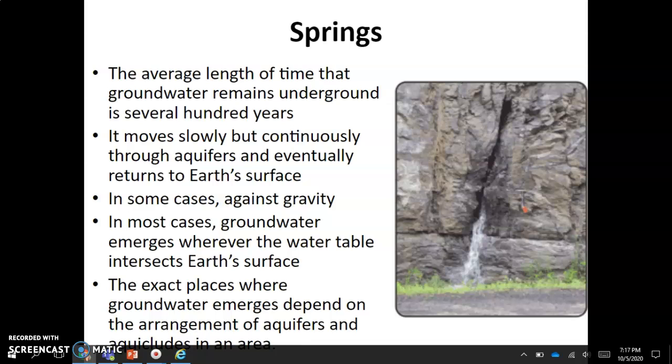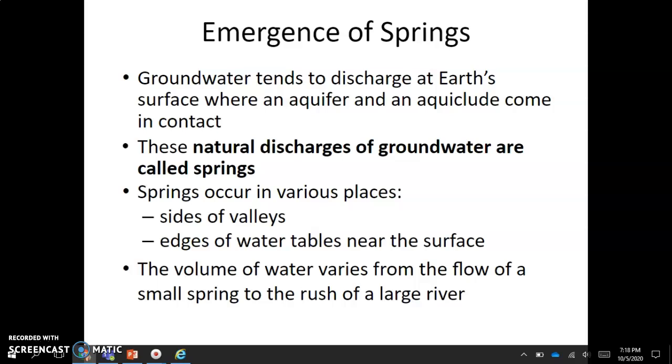So in most cases, the groundwater emerges wherever the water table intersects Earth's surface. The exact places where groundwater emerges will depend on the arrangement of the aquifers and the aquicludes in an area. So remember, typically we get springs where we have aquicludes and aquifers meeting, and those impermeable layers meeting. So groundwater tends to discharge at Earth's surface where an aquifer and an aquiclude come in contact. These natural discharges of groundwater are called springs.